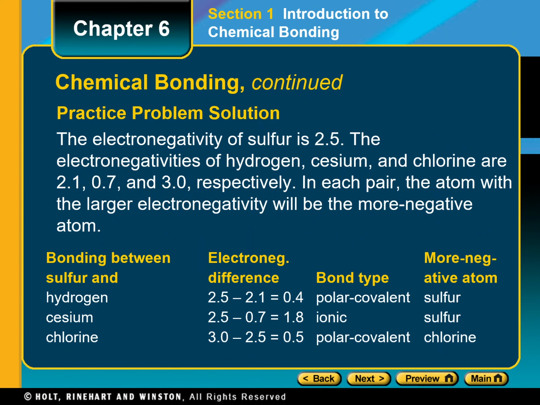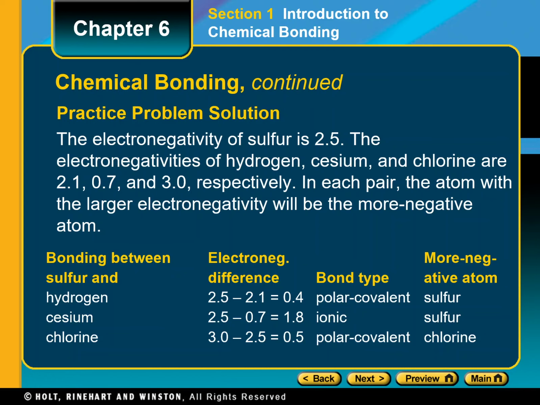Once we have referenced figures 20 and 2, we see that the electronegativity of sulfur is 2.5. The electronegativities of hydrogen, cesium, and chlorine are 2.1, 0.7, and 3.0 respectively. In each pair, the atom with the larger electronegativity will be the more electronegative atom.